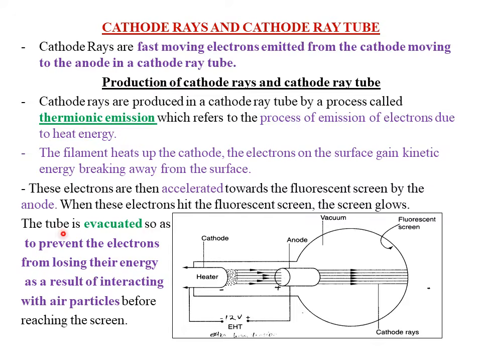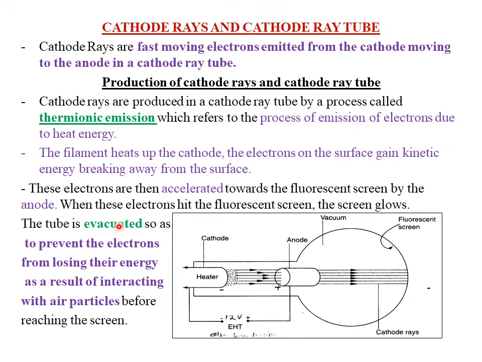The reason is so as to prevent the electrons from losing their energy as a result of interacting with air particles. Remember, if there were air particles here, the electrons, when they are moving towards the fluorescent screen, would be interacting or colliding with those air particles. Those collisions will reduce the speed of the electrons, causing them to lose some of their kinetic energy. Remember, collision will cause the cathode rays to lose some of their kinetic energy, and we don't want that energy to get lost, so that the quality of our cathode rays is strong.